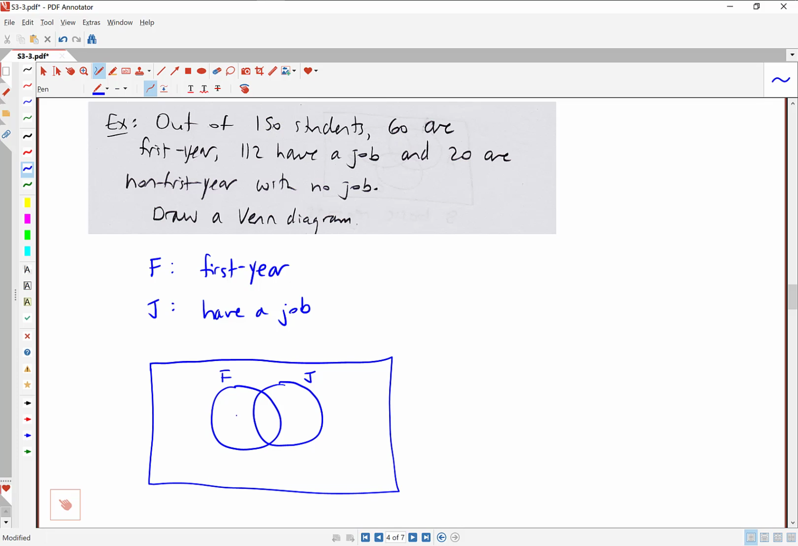60 being first year doesn't help us because those 60 are spread across these 2 regions. And similarly, knowing that 112 have a job doesn't help us because that's again spread across 2 regions. But if we say 20 are non-first year with no job, that does lead to a basic region. So non-first year is outside the circle F, and no job is outside the circle J. So we actually want to put that 20 here. They're not first year and they don't have a job, so they're outside both circles.